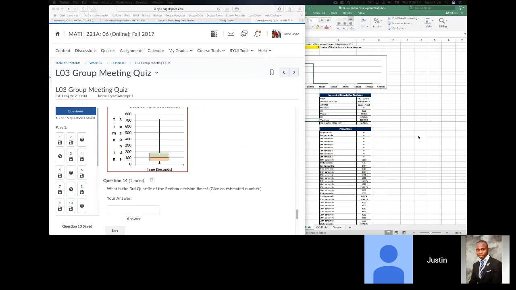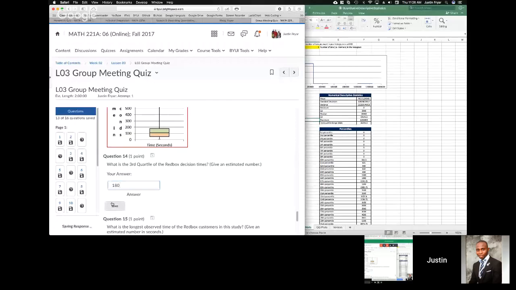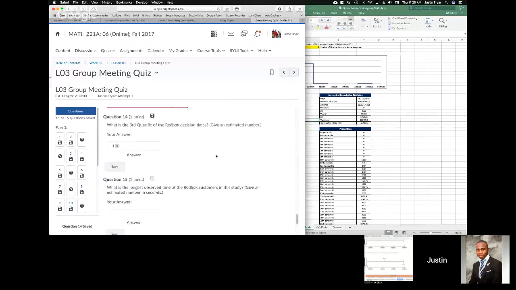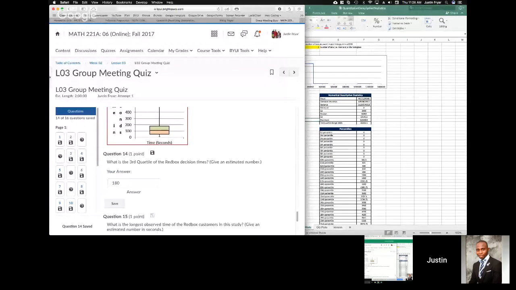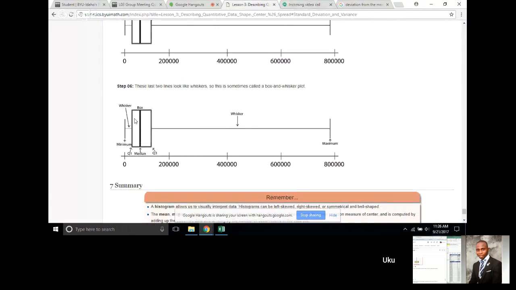Does that make sense? Yeah, sorry, I was busy for a second. Yeah, so I can share my screen real quick. Let me see here. So right here, let me share it. Yeah, can you guys see my screen? Yep. See the whisker? The median is right after the whisker, and then the third quartile right here.